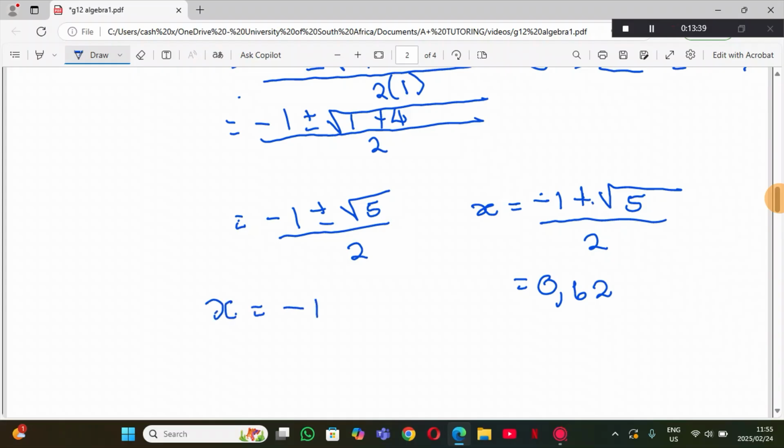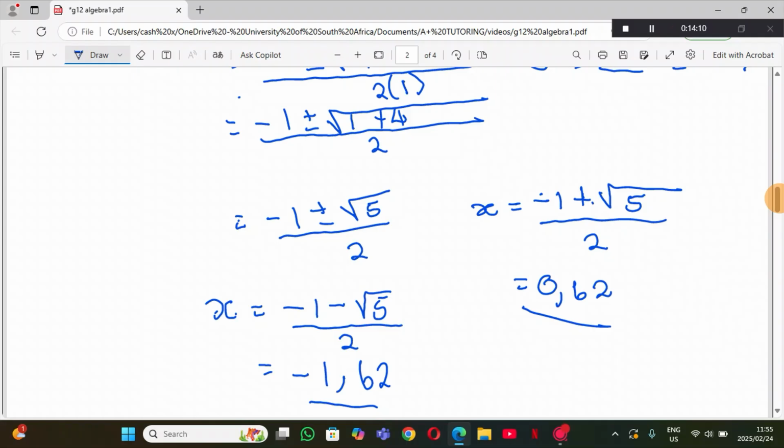Okay, and then now our second x is equal to minus 1. Remember, I used plus in the first one, so I'm going to use minus in this one and say root of 5 over 2. And then now I put that in my calculator and I get minus 1.618, which I round off to 1.62. Okay, so now these would be my x answers.